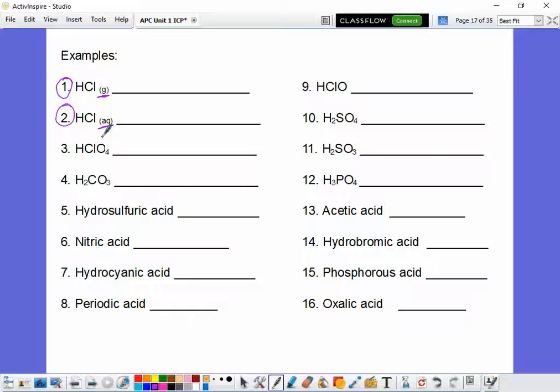When it's an acid, meaning it starts with hydrogen, and it's in the gaseous state, you name it as if it were an ionic compound. It just uses its ionic name. So acids that are gaseous just follow the ionic name. So what would the name for number 1 be? Hydrogen chloride.